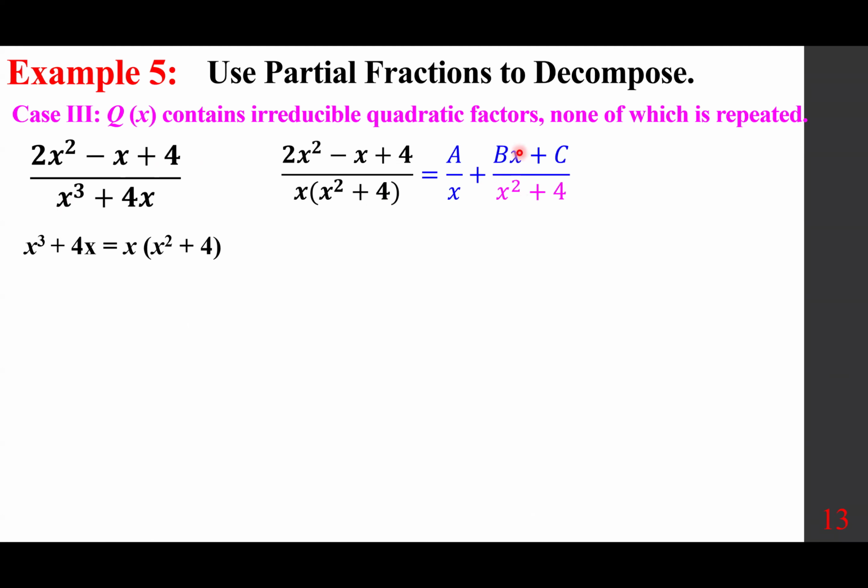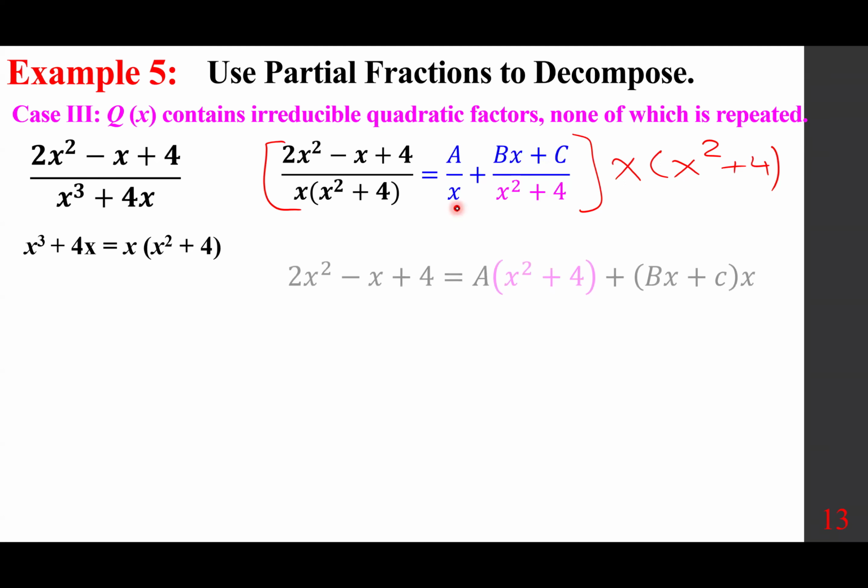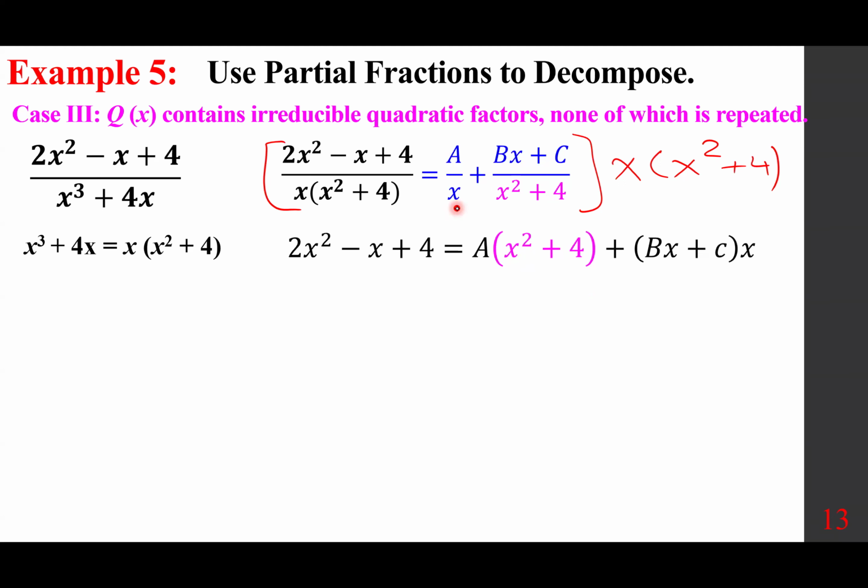Because this is a degree 2 factor, you have to put degree 1 at the top. Again, this can't be factored. This can't be factored. So you put the first degree up here, bx plus c. And so let's multiply both sides by this. If you multiply both sides by x times x² plus 4, the left side becomes the numerator, the right side, a times x² plus 4 plus bx plus c times x. Okay, it's very simple, everybody.